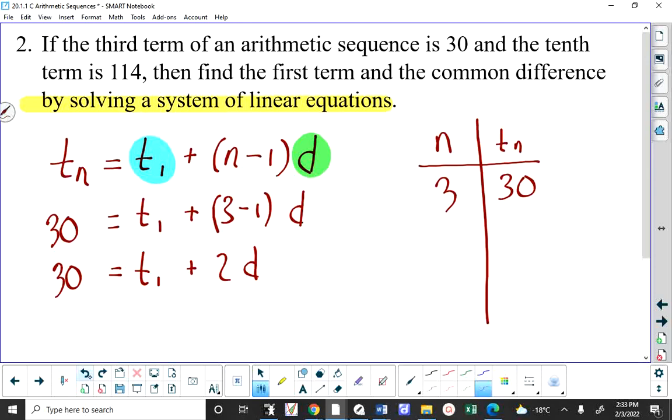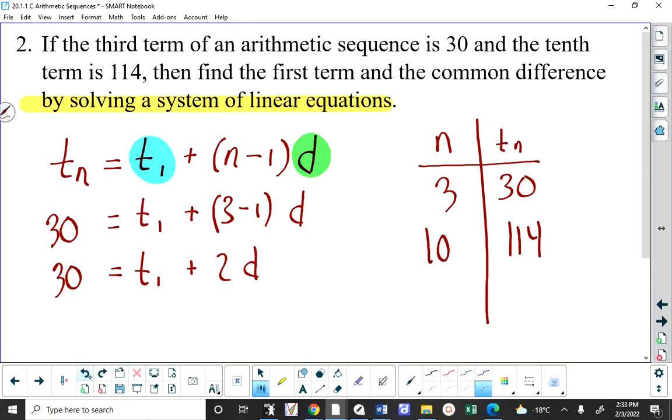And I would ask you to think about how I got the first equation. How did I get that first equation? Well, I put in 3 for n and 30 for tn because the third term is 30. Anybody want to take a shot at how I can write out the second equation? Perfect. We also know that the 10th term is 114.